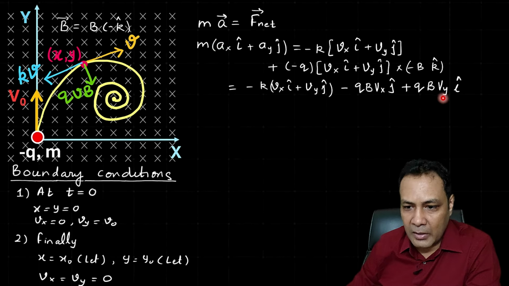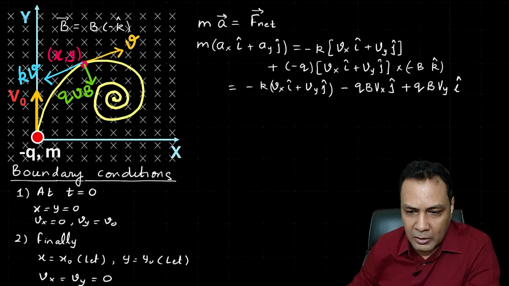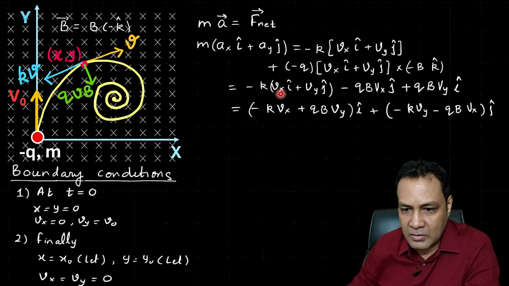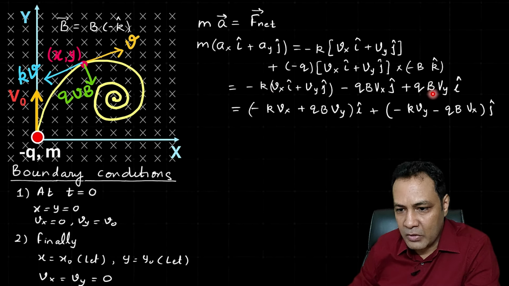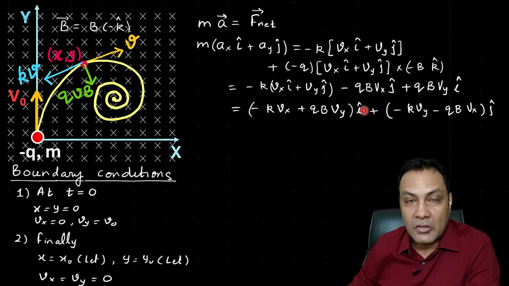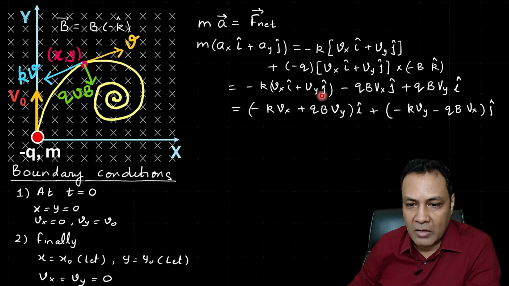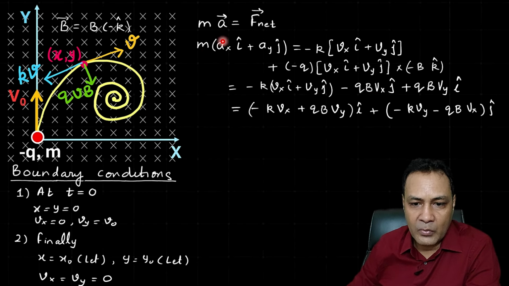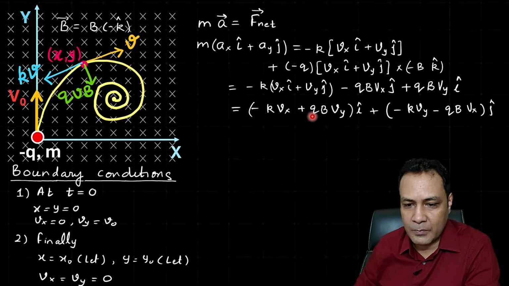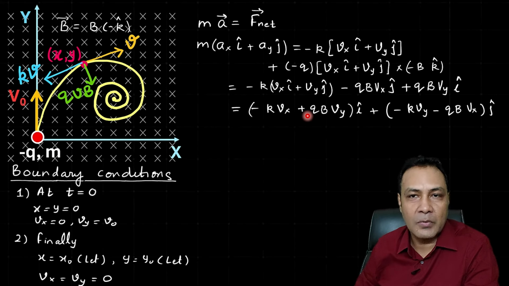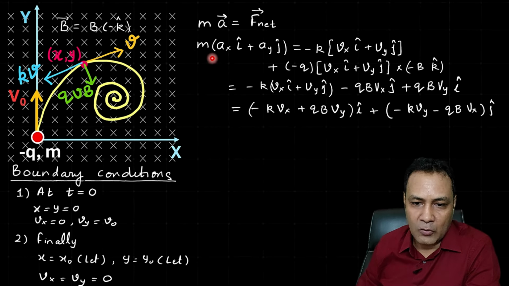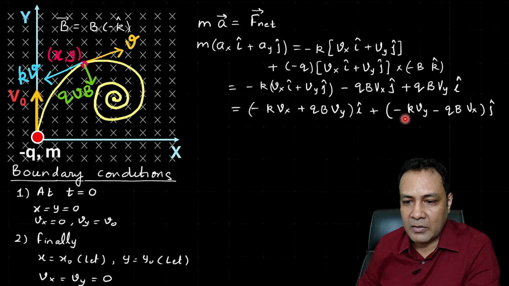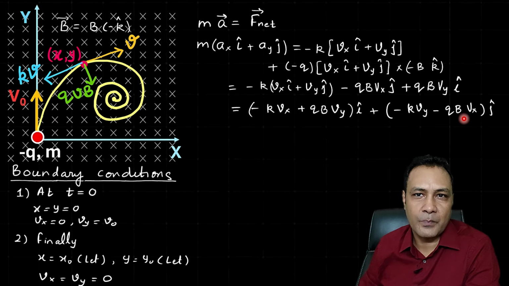So club the i cap terms. Clubbing the i cap terms here, we get minus k vx plus qB vy i cap, and the j cap term is minus k vy minus qB vx j cap. So compare the i cap term and j cap term from both sides. So we can write m ax is equal to minus k vx plus qB vy, and also m ay is equal to minus k vy minus qB vx.